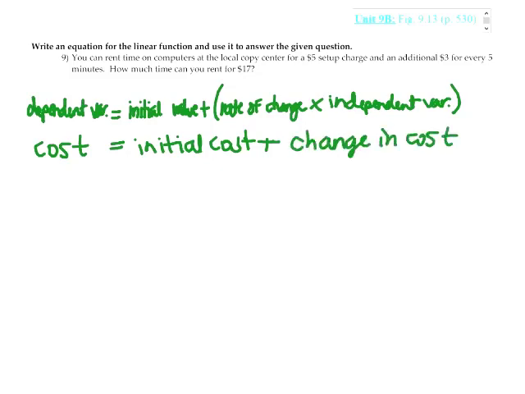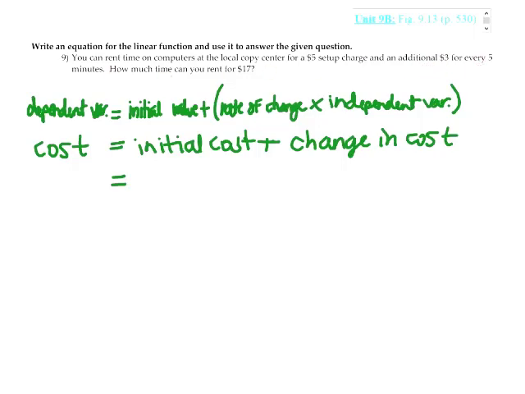And the change in cost is the rate of change multiplied by the independent variable, because the independent variable for us is going to be time. So we have cost equals initial cost plus the change in cost. For us, we need to determine how much time we can rent for $17. So our initial cost, going back to the original problem: you can rent time on computers at the local copy center for a $5 setup charge and an additional $3 for every 5 minutes.